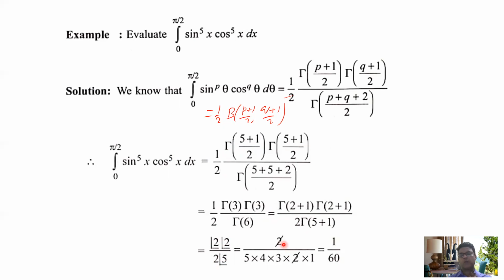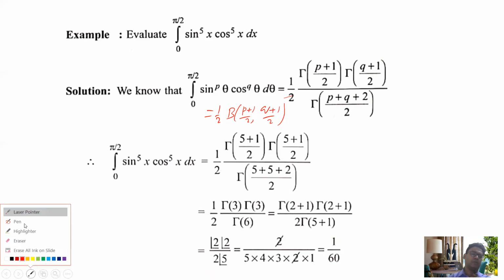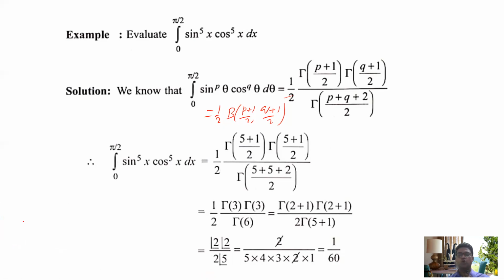So ultimately, formula-wise here, your n is an integer, so you may write gamma(n plus 1) is equal to factorial n if your n is an integer. So here in 2 plus 1, 2 is an integer, so you may write factorial n. So factorial 2 by 2 factorial 5, ultimately you have 1 by 60. So this is also a very important question for you. A similar type of question you can expect in your question paper.